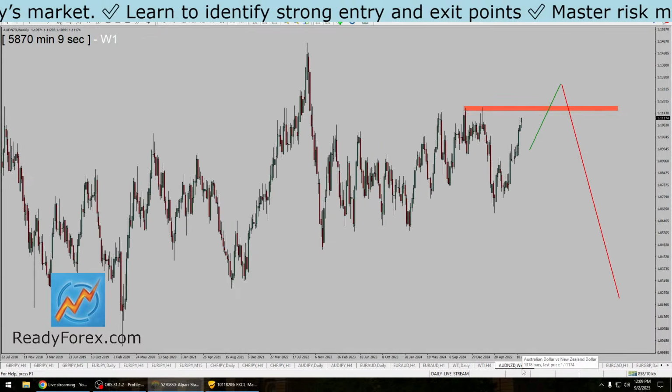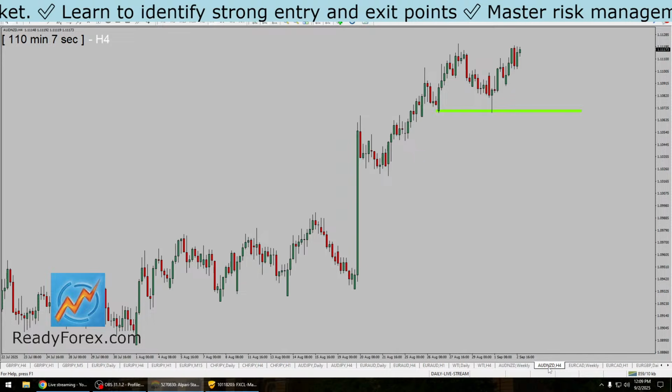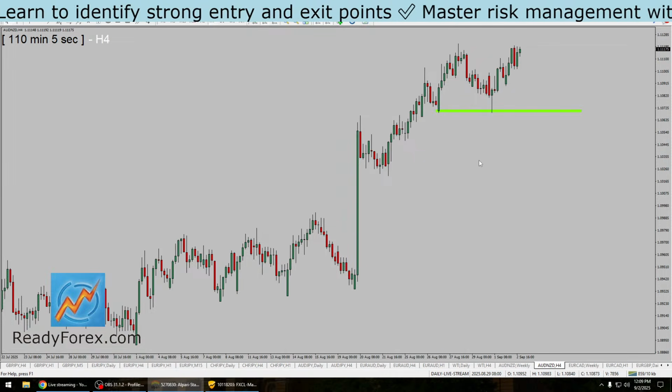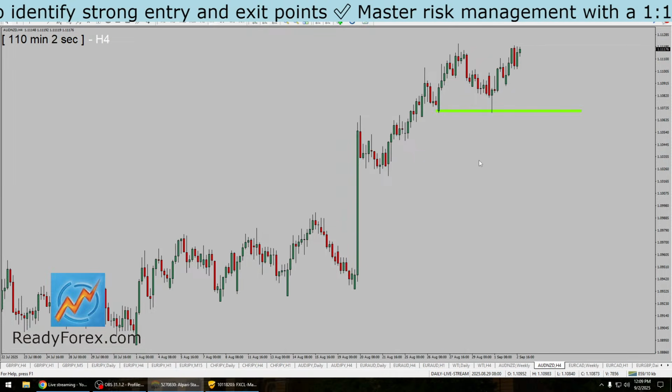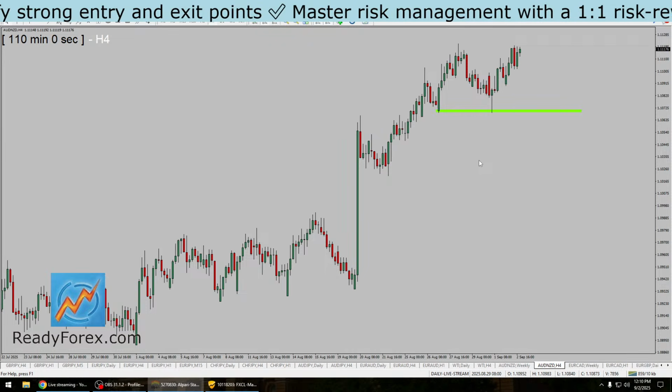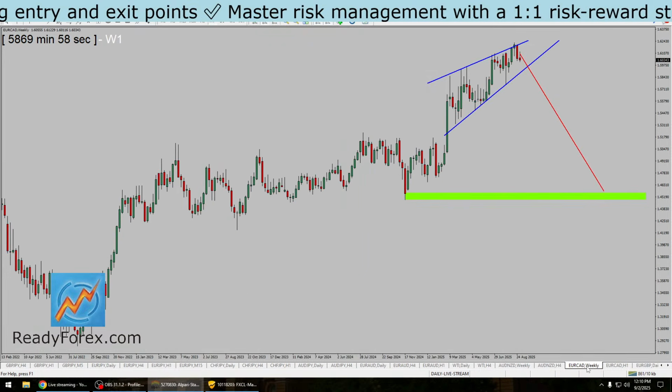Next one is the AUD NZD, which is going up, so I expect more upside. It's an uptrend. Use your own buy trading strategies and look for a potential buy trade setup inside the AUD NZD currency pair.